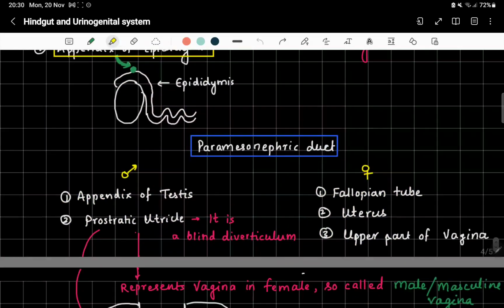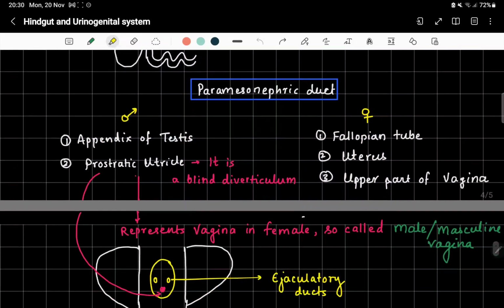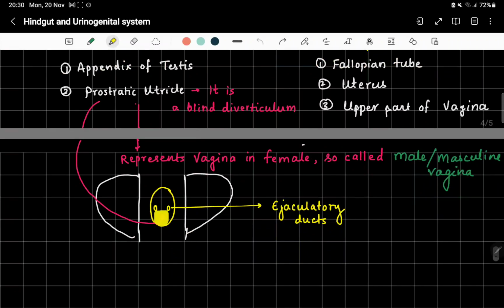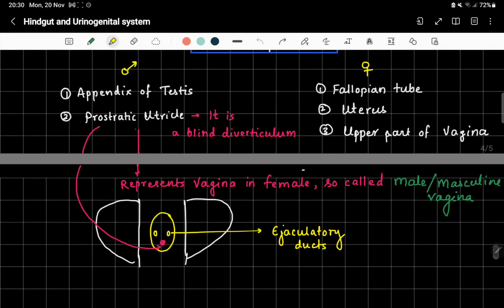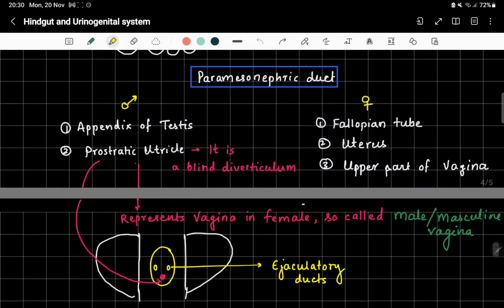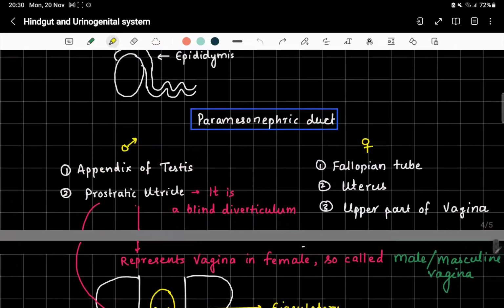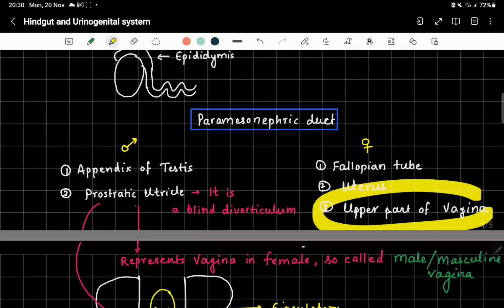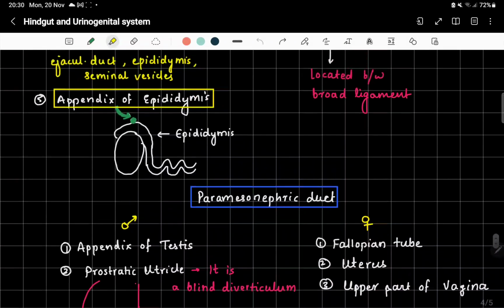The spermatic pathway and appendix of the epididymis we obviously won't see in females. The derivatives of the paramesonephric duct in males are the appendix of the testis and the prostatic utricle. We saw the prostatic utricle when discussing the male urethra; it is a blind diverticulum which represents the vagina in females, so it is called the male vagina. In females you have the fallopian tube, the uterus, and the upper part of the vagina, developed from the paramesonephric duct.